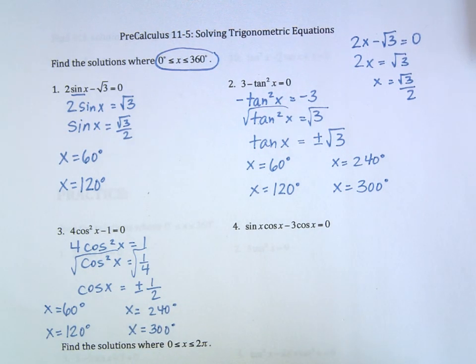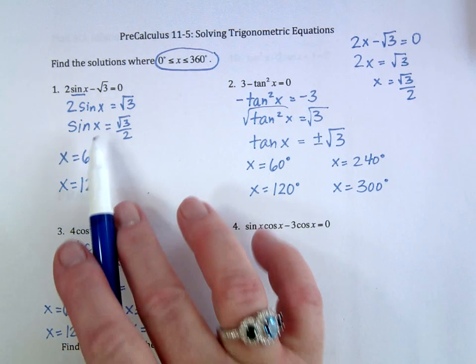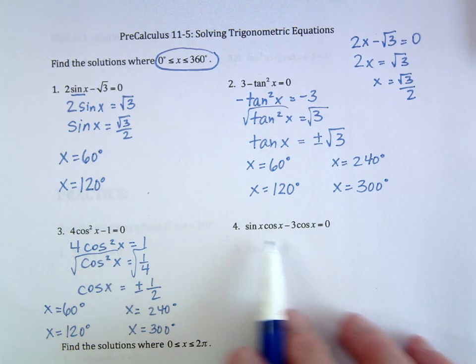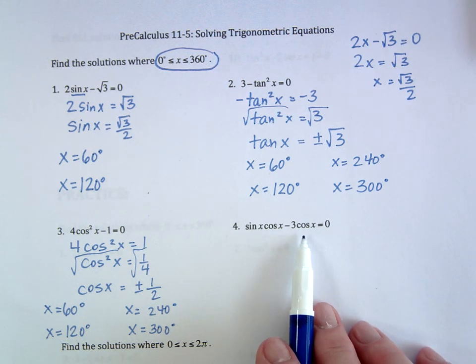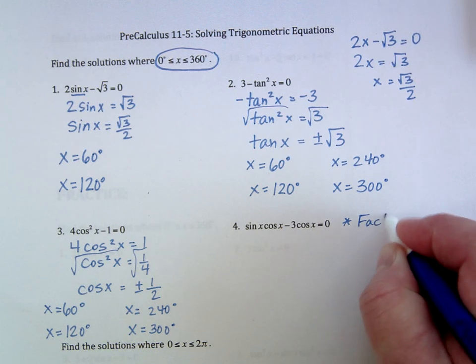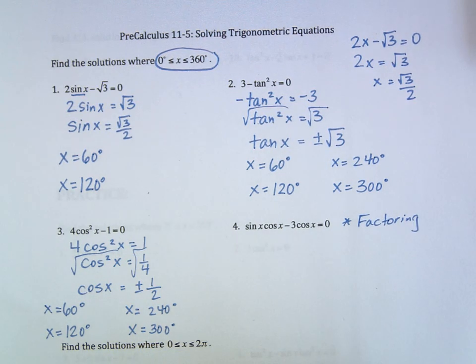All right, here's where things get a little bit different. Because this one you can see it's not just one trig function and numbers that I'm moving around like a normal equation would be. This time I've got two different trig functions involved, a sine cosine and a cosine. So now you have to think factoring to do this one.